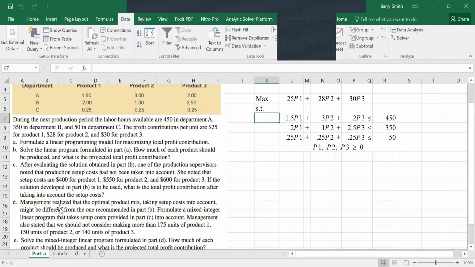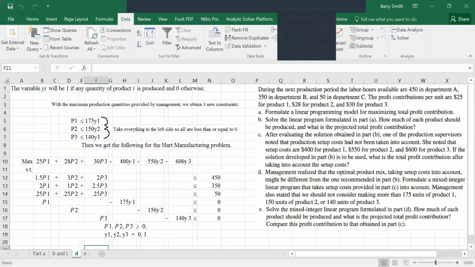All right, so now for D, I think I might have copied this over here, yes. Now what we need to do is management realized that the optimal product mix, taking setup cost into account, might be different from the one recommended in part B. So now we need to formulate a mixed integer linear program that takes setup costs provided in part C into account. And management also states we need to have more considerations, not making more than 175 units of one, 150 of two, or 140 of three.